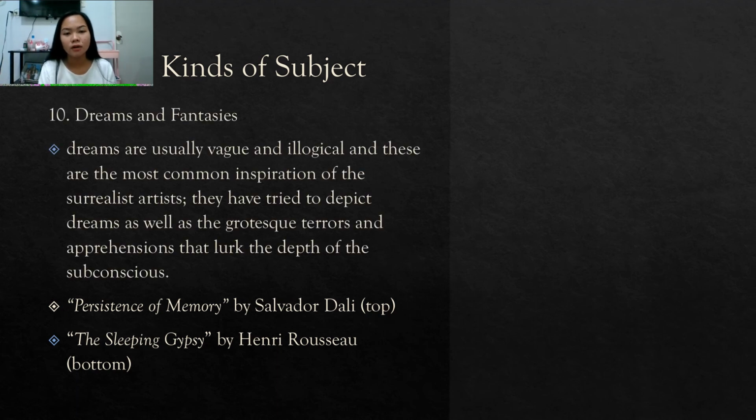So next, we also have dreams and fantasies. So when we say dream, kumbaga, they are the things that are in our minds lang, in our imagination, fantasies as well. So dreams are usually vague and illogical, and these are the most common inspiration of the surrealist artists. They have tried to depict dreams as well as the grotesque terrors and apprehensions that lurk the depth of the subconscious. So, kaning dreams and fantasies, of course, naman gyud tay mga nice nga dream, napod tay mga, kumbaga, nightmares nga ginatawag nato.